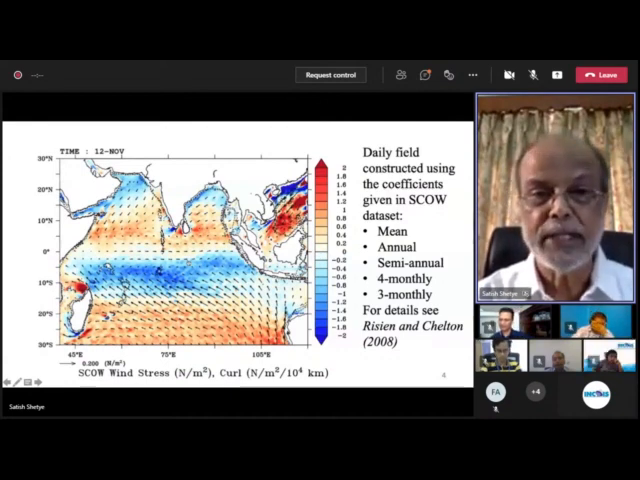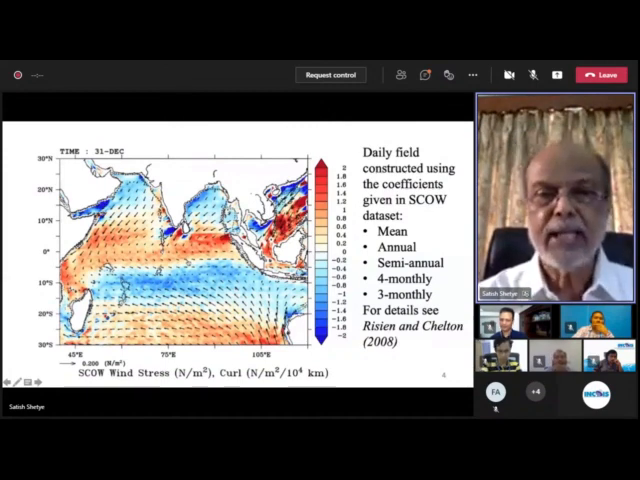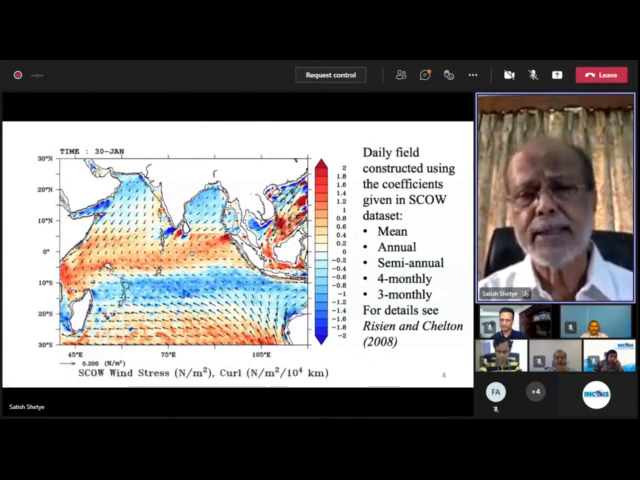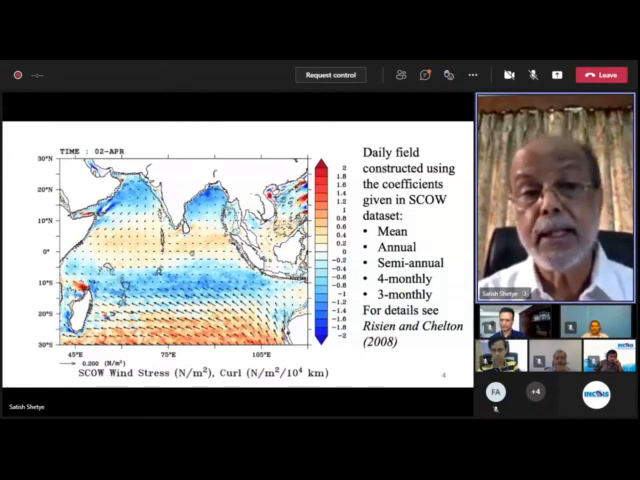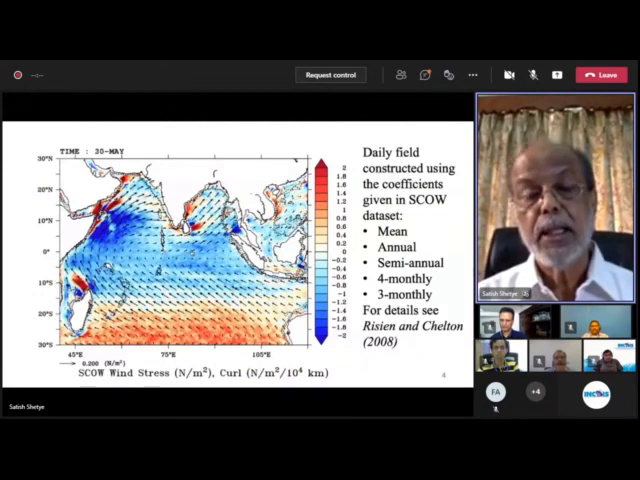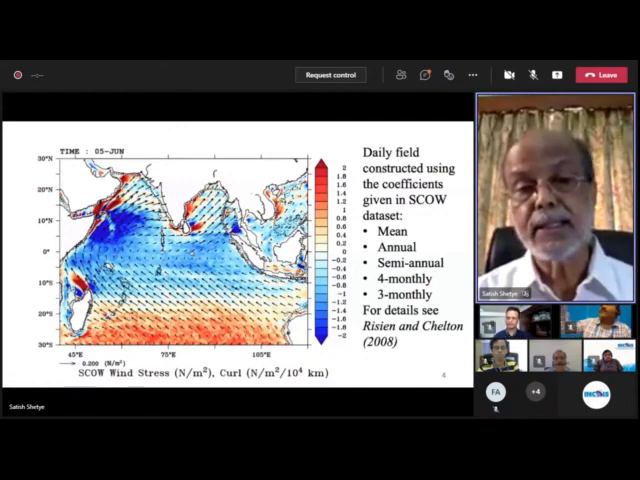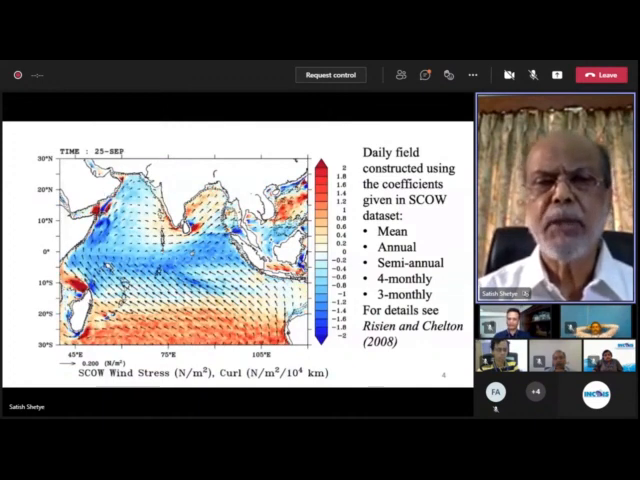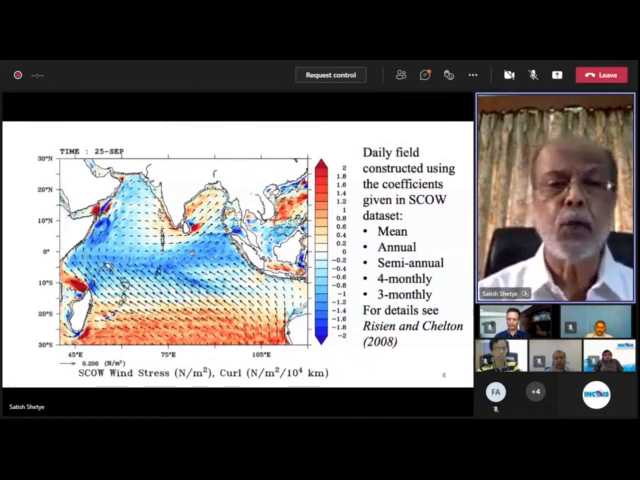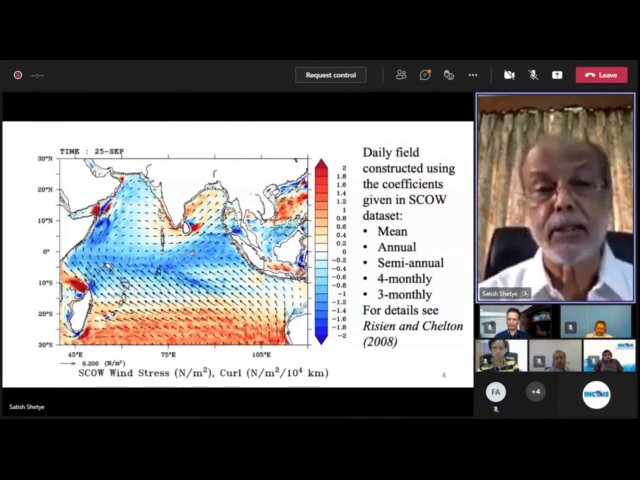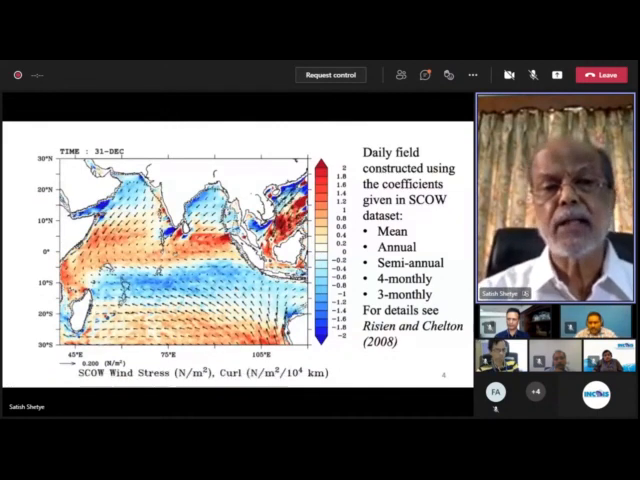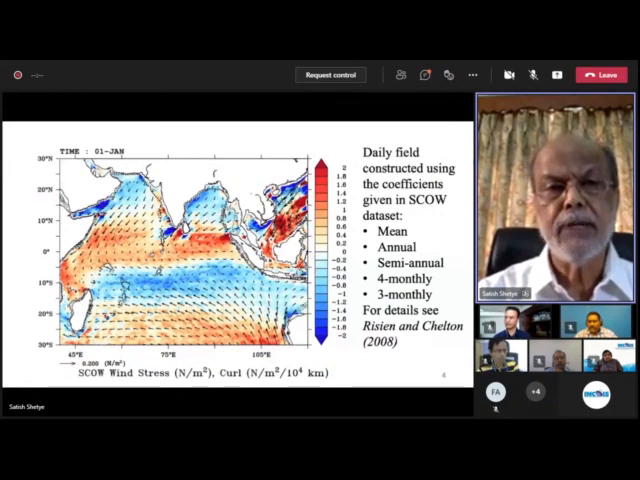But then there are other occasions when the arrows start moving and the colors changing. The arrows indicate the wind stress, that is the stress which has been exerted on the ocean. Colors indicate the curl of the wind stress. Curl is a scalar, but over the open sea it is very effective in generating motions, primarily by triggering Rossby waves, and Kelvin waves in the coastal areas, to create the circulation that we generally associate with the North Indian Ocean.